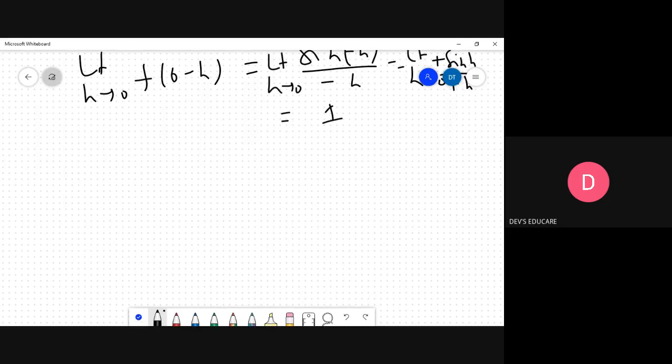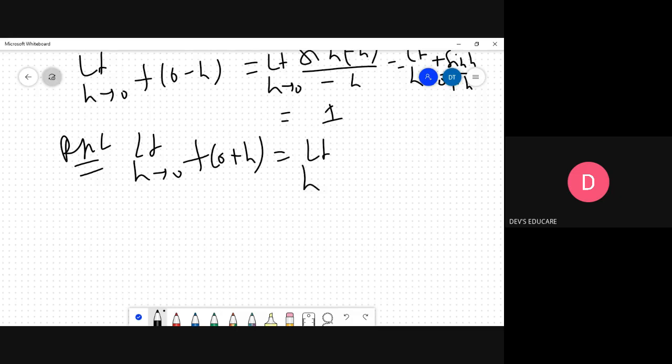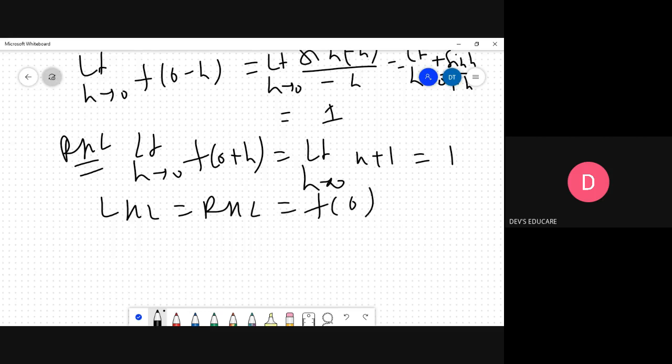Now, RHL. Limit h tends to 0, f of 0 plus h equals limit h tends to 0, x plus 1, means h plus 1, which is 1. So LHL equals RHL equals f(0), hence there is no point of discontinuity.